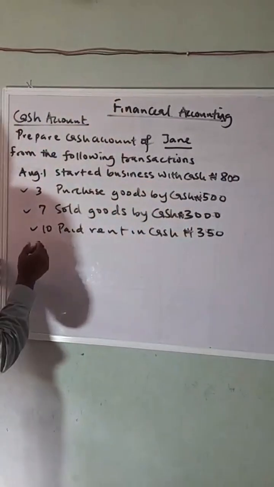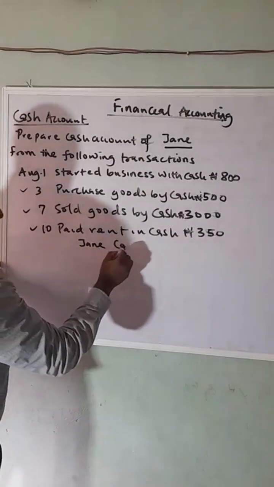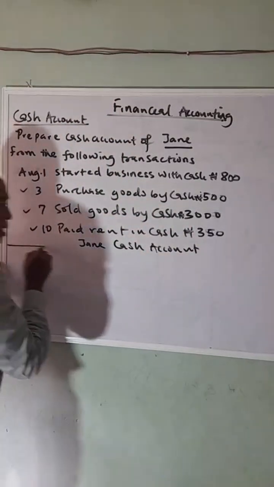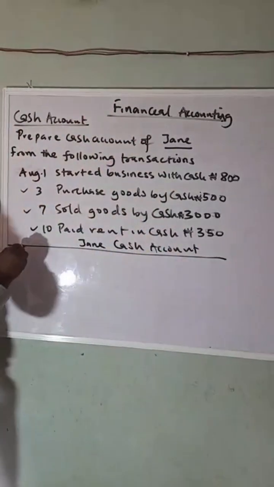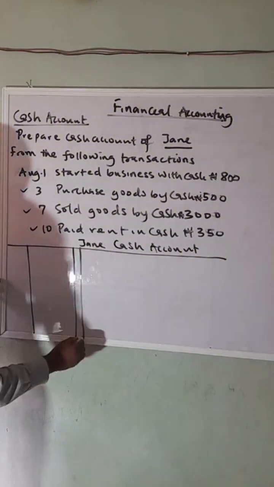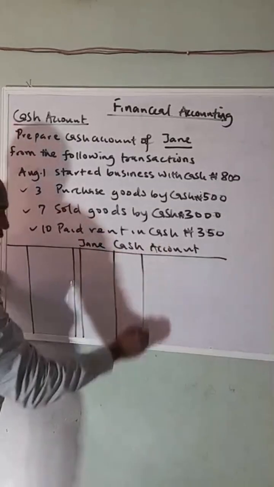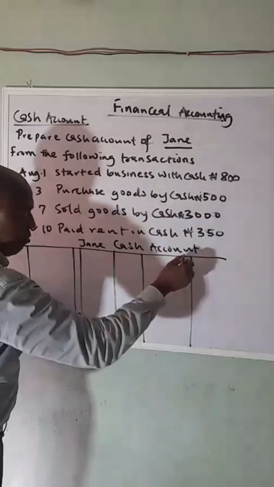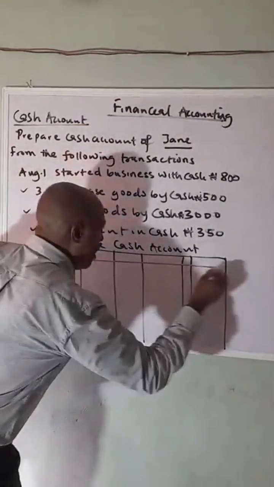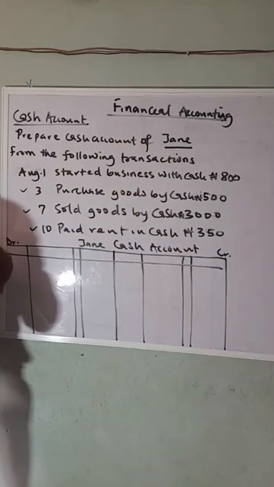Without wasting much of our time, this is a cash book. It belongs to Jane. Jane cash account. We'll draw a line like this. This will be our date, our particulars, folio. Folio is for reference purposes. Amount, date again, particulars, folio, and then amount. We'll draw the line in this way. This is our credit side, the right-hand side. This is our debit side, the left-hand side.